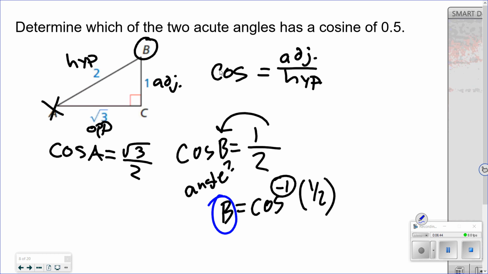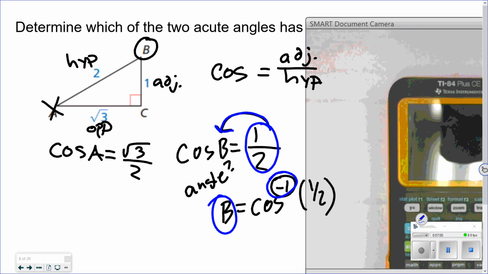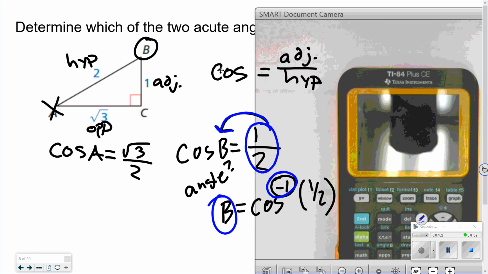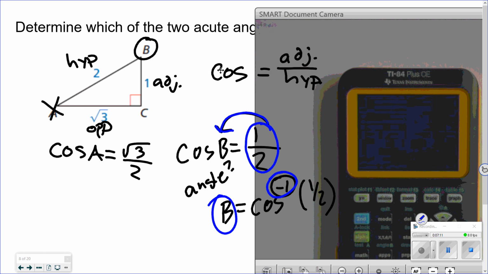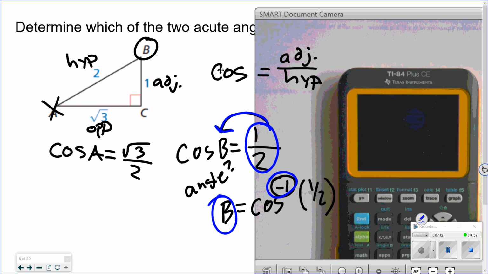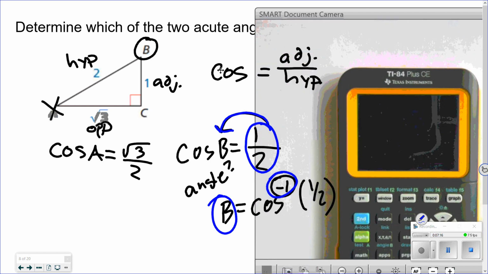So again, the reason why you do this is when you know what the ratio is equal to, and you want to work backwards to find out what the angle is equal to. That's when we do the inverse of the cosine. I'll show you what this looks like on the graphing calculators up here. You can do it on any scientific calculator: sine, cosine, and tangent, and you'll also have an inverse cosine, inverse sine, and inverse tangent button.